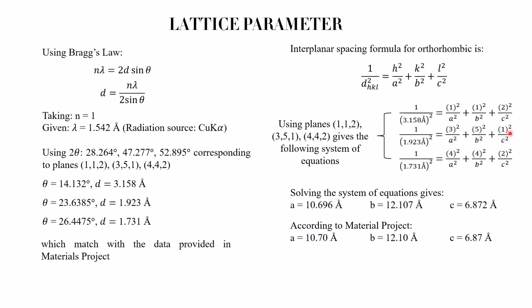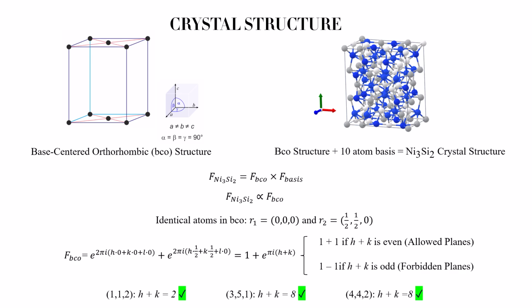Plugging in the planes gives a system of 3 equations. Solving the system of equations gives us the lattice parameters a, b, and c, which match closely with the values provided in Materials Project. Now that we have determined the lattice parameters, we can move on to the crystal structure itself.